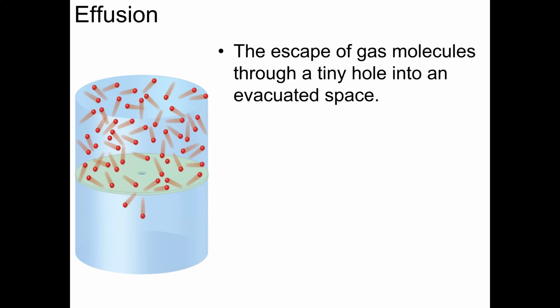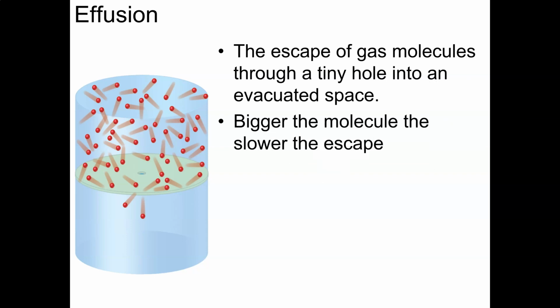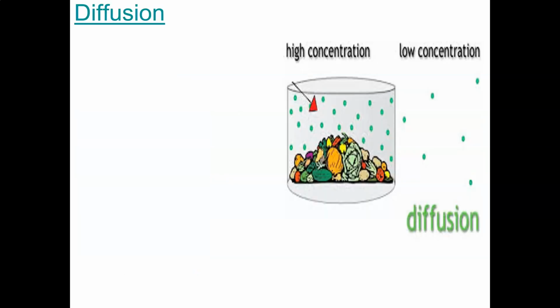Effusion, escape of a gas through a tiny hole into a vacuum. You can see here, the gases are moving all around, and then they effuse, which is escaping through that tiny hole into a vacuum. Basically, there's no air on the other side, so it can escape into it without colliding with anything. The bigger the molecule, the slower it escapes. Common sense, right? Bigger molecule, harder for it to squeeze through that small hole and get out. So nothing really tricky there.